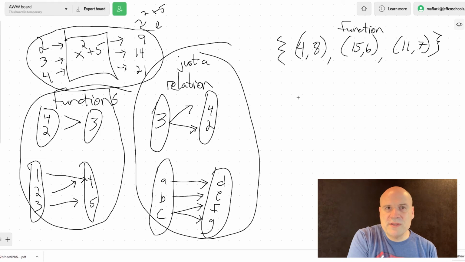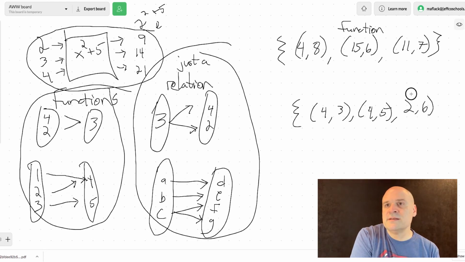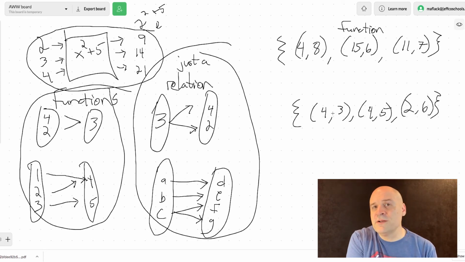Well, let's try something else. What if we had something like this? Here's an ordered pair. 4 goes to 3, 4 goes to 5. And 2 goes to 6. We'll see how 4 goes to both 3 and 5. So this is not a function. This is only a relation.